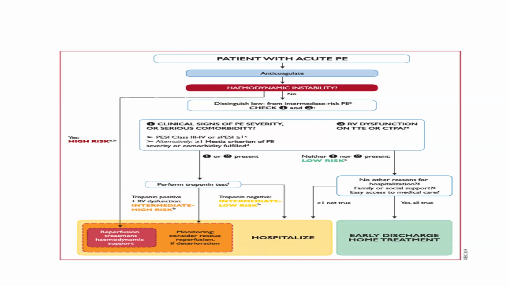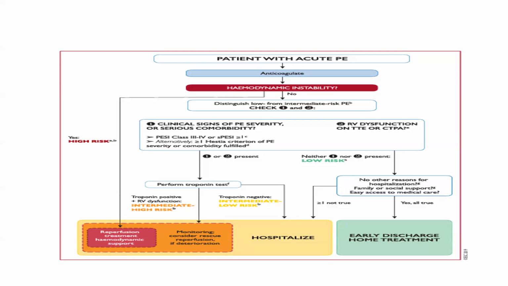Then the further treatment is based on hemodynamic instability. If hemodynamic instability is present, then the PE is high risk, start the reperfusion treatment. If hemodynamic instability is not there, then divide the patients into intermediate high risk and intermediate low risk. Now how will we do that? We will divide these patients based on the PESI score, the right ventricular echo finding and the biomarkers.